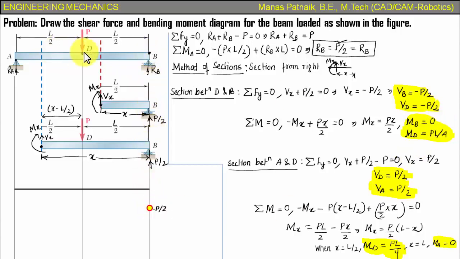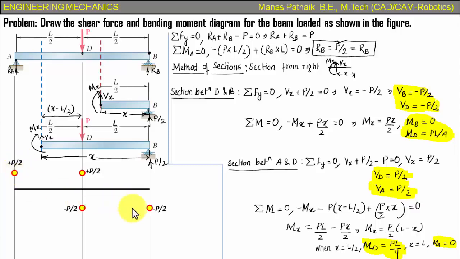Okay, what about shear force at D? So the shear force at D in between section D and B is negative of P by 2 again, here, negative of P by 2. What else? Now let's work out the shear forces between section A and D. In A and D, we've got VD equal to positive P by 2, somewhere here. Okay, now this distance is proportional, so you don't have to worry much about this. And finally, shear force at A is P by 2, positive value.